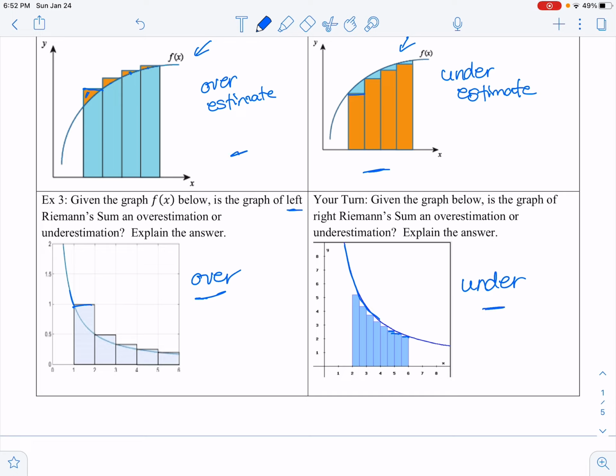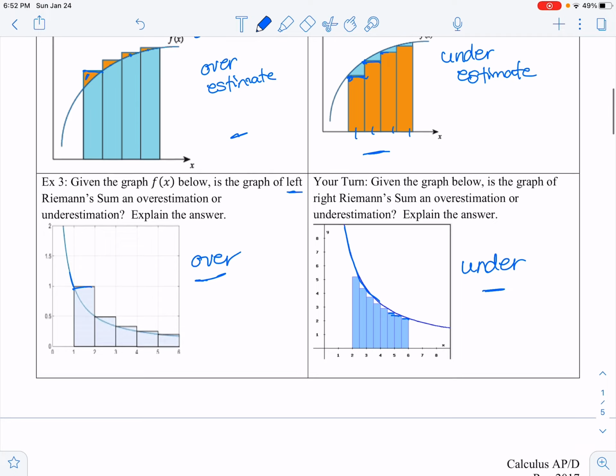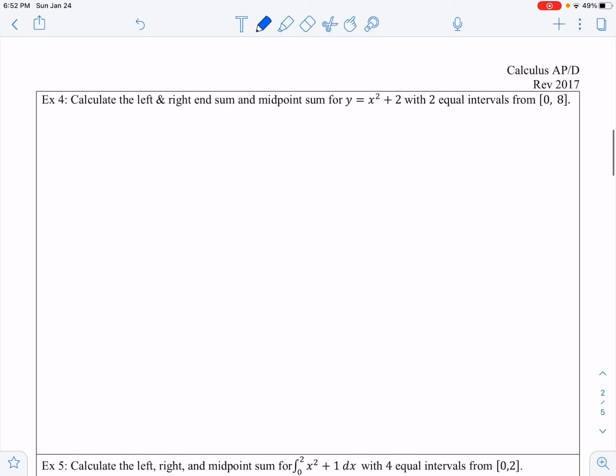So I always draw the picture. I just figure it out when I draw it. Anyway, we're making these rectangles. Left sum: point at the left. Here are my 4 partitions. All right, so let's do an example. Calculate the left, right, and midpoint sums for this equation with 2 equal intervals from 0 to 8. So 8 minus 0 divided by 2 equals 4.